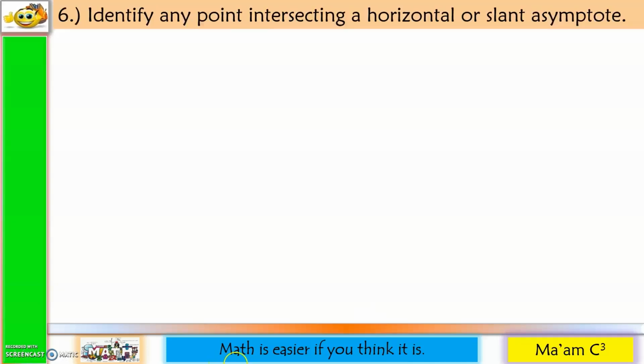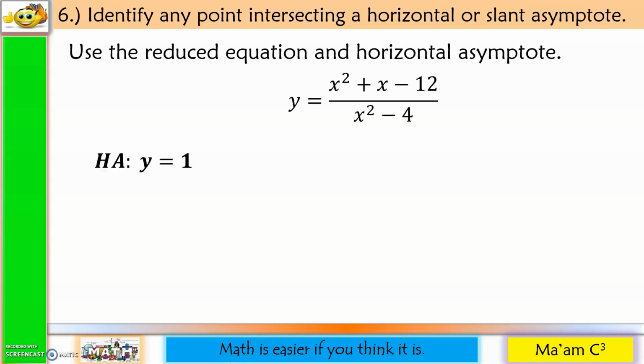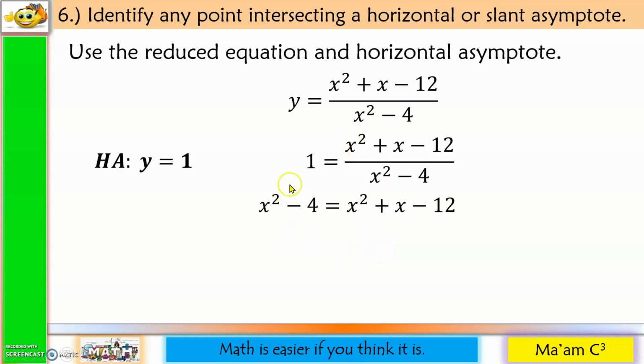Next step. Step 6, here we are going to make use of our reduced equation as well as the horizontal asymptote that we solved earlier. So let's substitute 1 for y. Cross multiplication, so 1 times x squared minus 4 is x squared minus 4 equals x squared plus x minus 12. So x squared here and here will be cancelled out. Let us move negative 12 here.